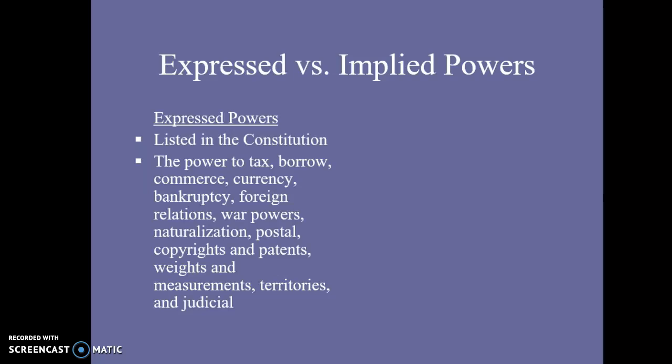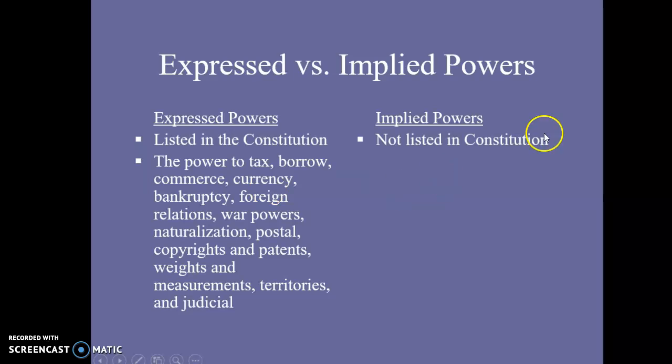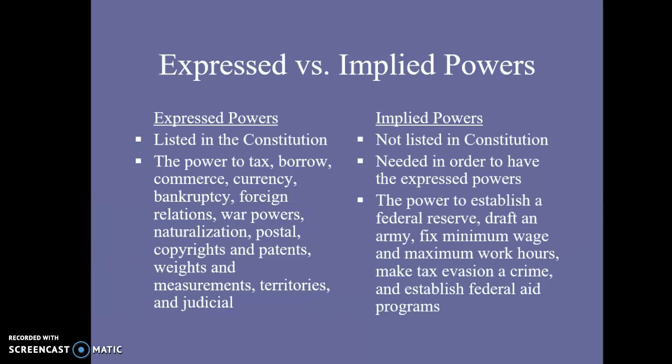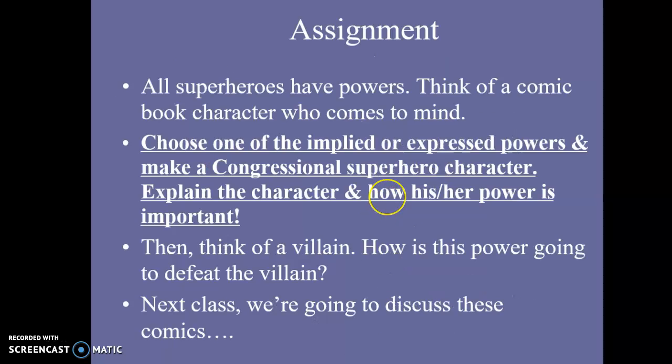So a few differences between express and implied powers. Express powers are listed in the Constitution, items like power to tax, power to borrow, power to print currency. Implied powers are not specifically listed in the Constitution. They are needed in order to have the express powers. They are needed for the necessary and proper functions for government to be able to run. They include the power to establish the Federal Reserve, draft for the army, fixed minimum wage and maximum work hours, and so on.